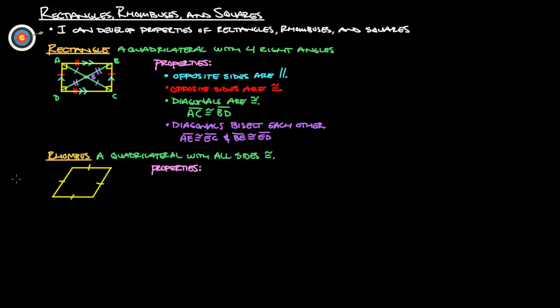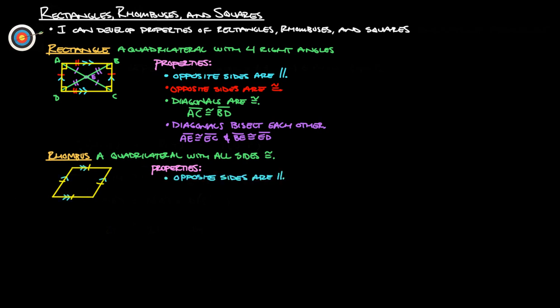Okay, a rhombus. A rhombus is a quadrilateral with all sides congruent. I kind of think of it as a square that got squished. So all the sides are congruent, but not all of these angles are necessarily right angles.